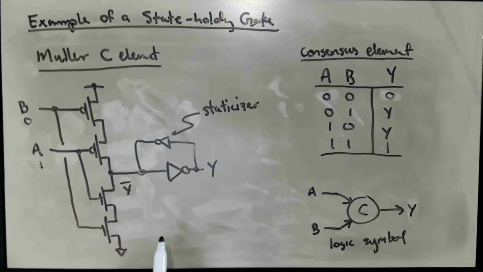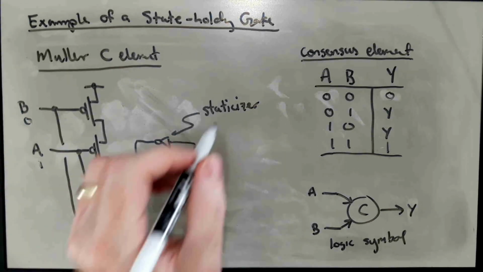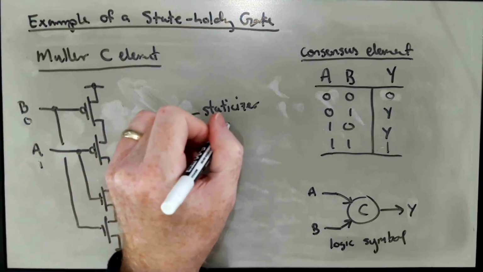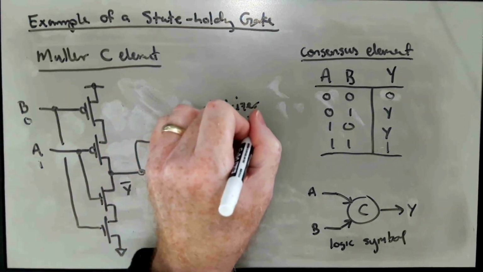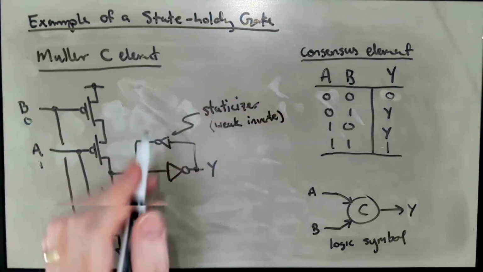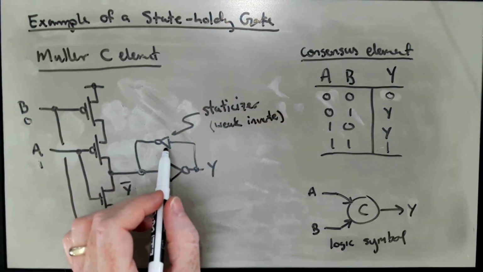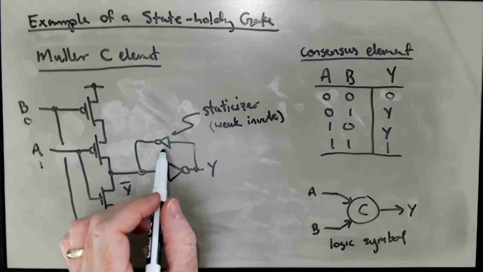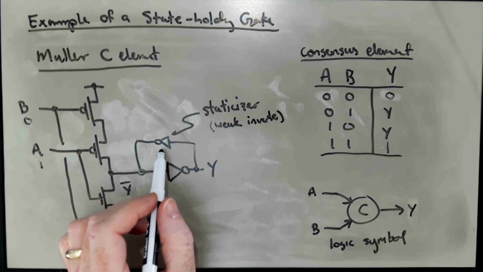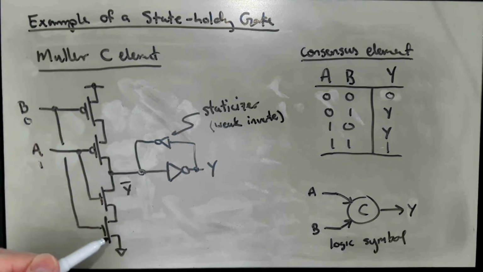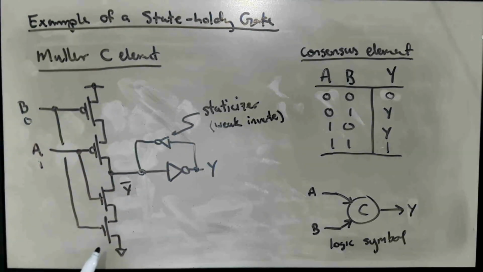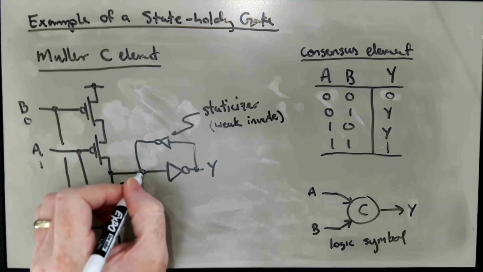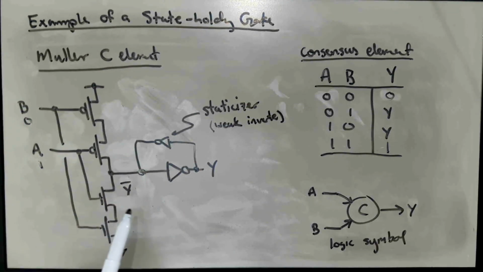And so here we have a writability problem, and so this has to be made a weak inverter. So these devices in the inverter, here in the feedback inverter, need to be made long and skinny, and these devices in the C element have to be made short and fat in order to ensure that there is no writability problem.